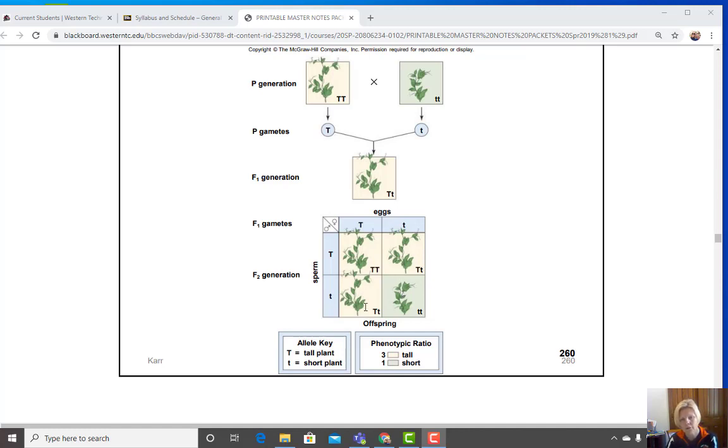If we look at the genotypic ratio, which means how many different genotypes we have, we have 1 big T big T, we have 2 big T little t, or heterozygous, and we have 1 little t little t, which would be the homozygous recessive. So my genotypic ratio would be 1 to 2 to 1. The way we write that in a monohybrid cross, when we're looking at 1 trait, I'm just going to pull up a Word document here to make it a little easier.